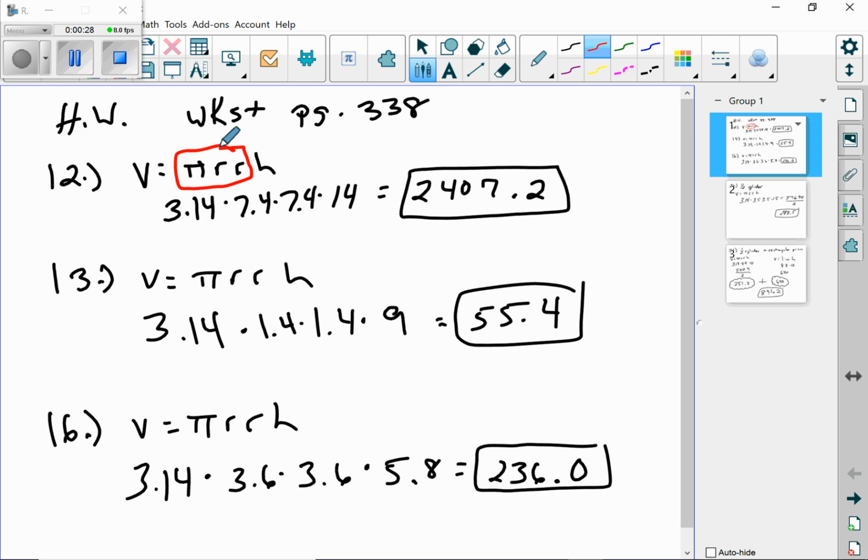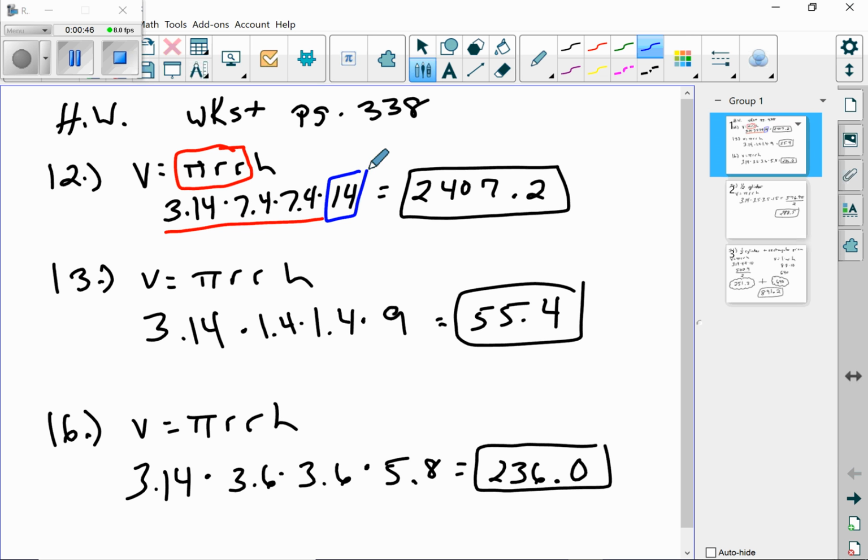In the first problem, number 12, the circle is 3.14 times 7.4 times 7.4. Then you multiply that times the height of the whole cylinder, which is 14, and I got 2,407.2. Check your paper for that.